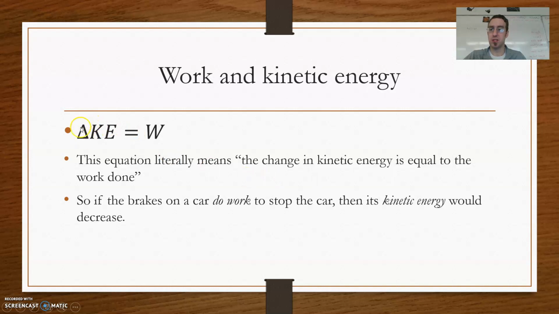So this equation says ΔKE = W, and this literally means the change in kinetic energy is equal to the work done. So in other words, doing work means that the kinetic energy will change. So you could do work to speed things up and slow things down, just like the brakes and the engine example in the previous slide.